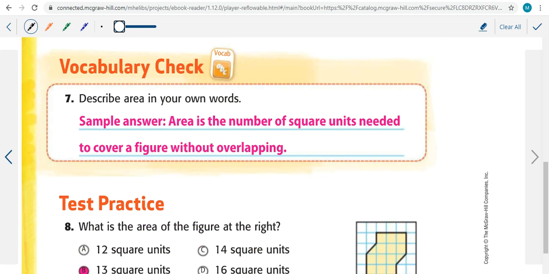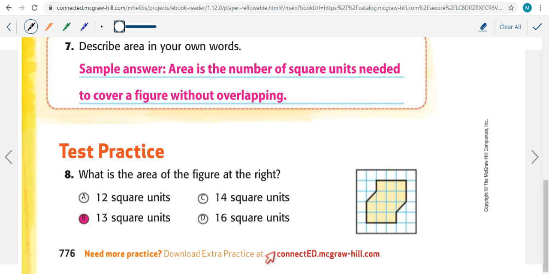And number 7, describe area in your own words. You write the definition for area. And number 7, what is the area of the figure on the right? Remember, you need to count the whole ones first. And the answer is 13 square units. Okay, that is it for today.